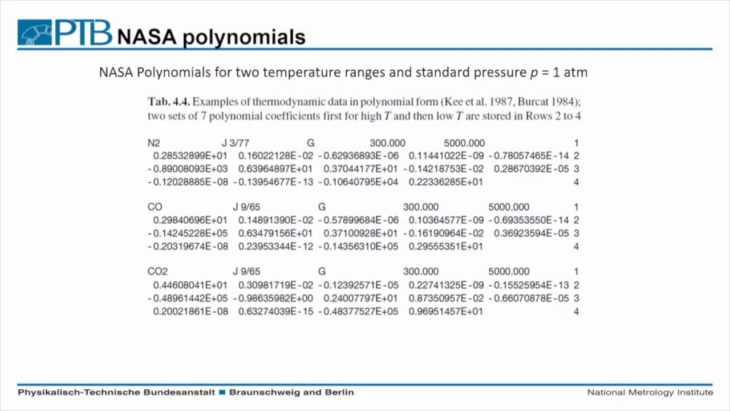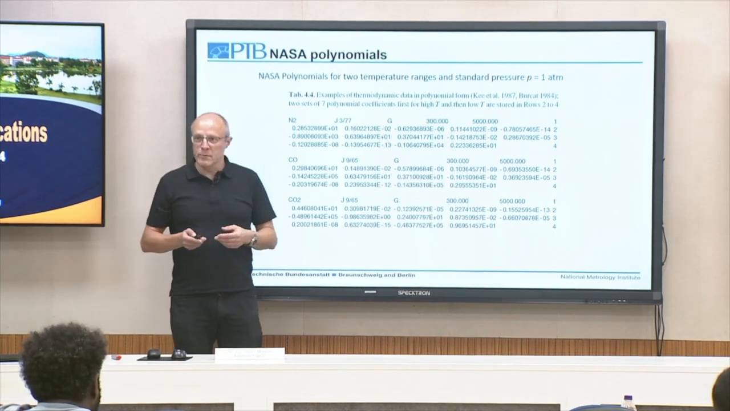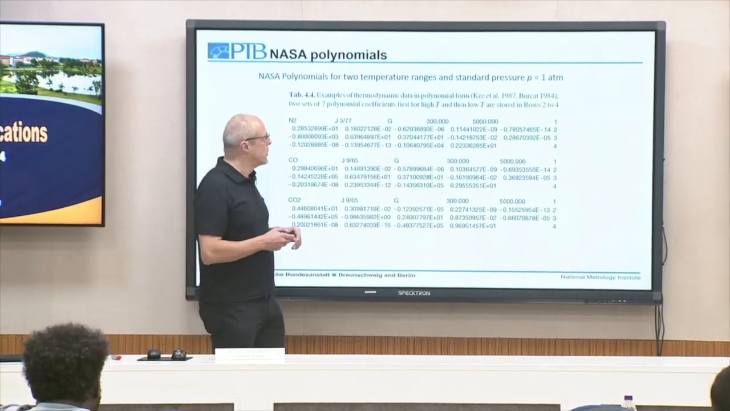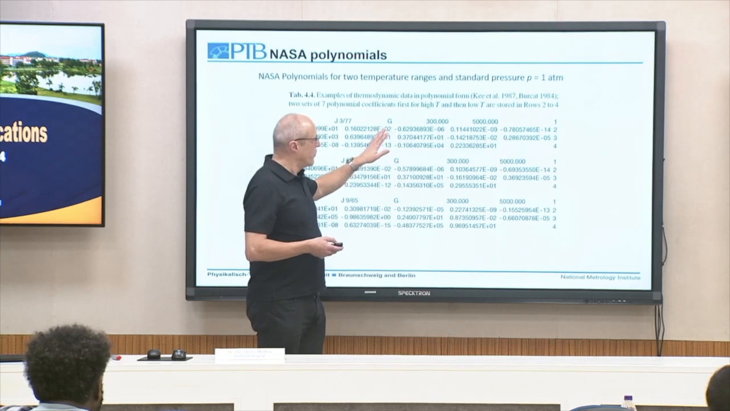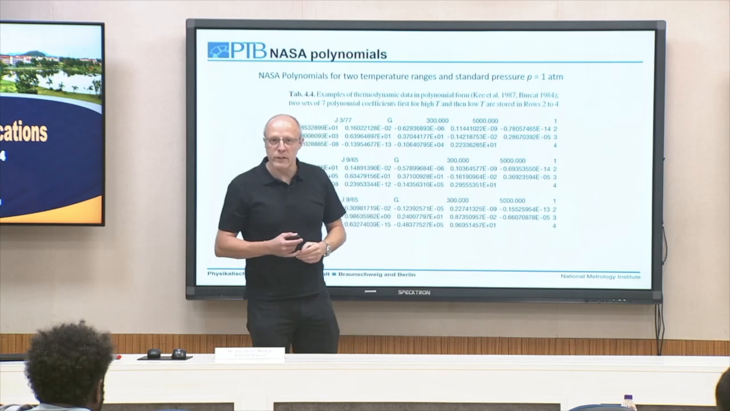So you see here normally 14 values: 7 for the high temperature range and 7 for the low temperature range. And the temperature range in total is normally given by 2 numbers here. So it's 300 to 5000 Kelvin. Within this temperature range, these thermodynamic data in polynomial form have been tested and are valid. And normally, or sometimes, there's also a third number here, not given here.